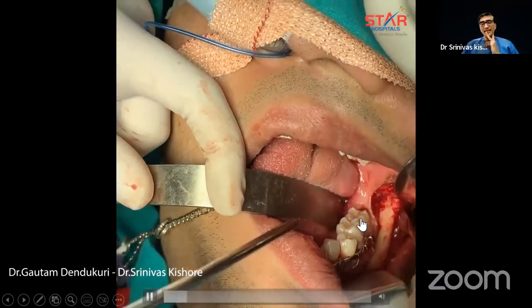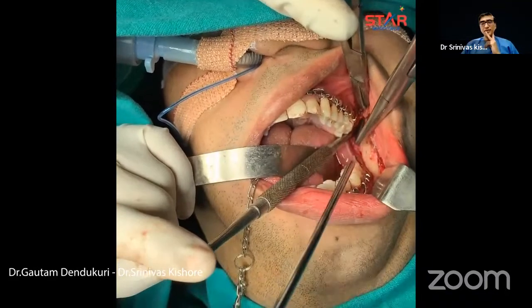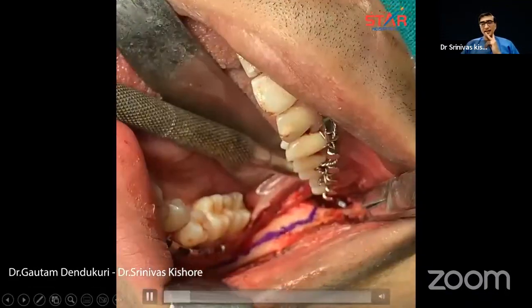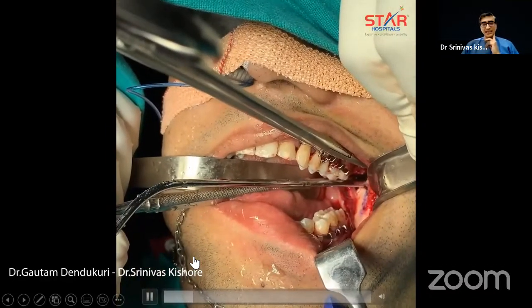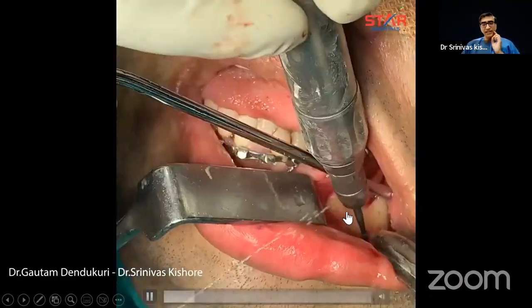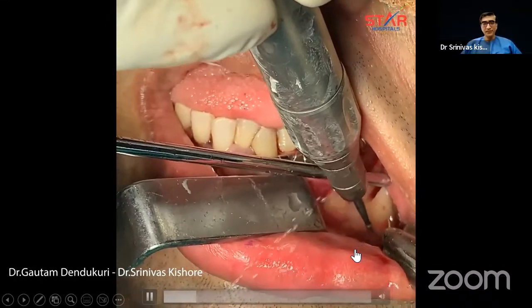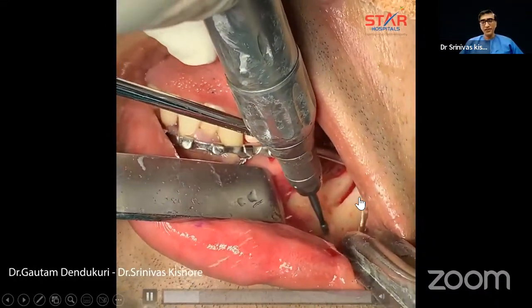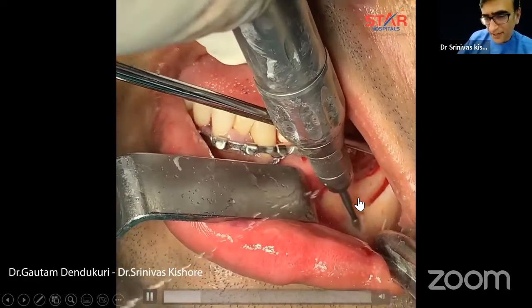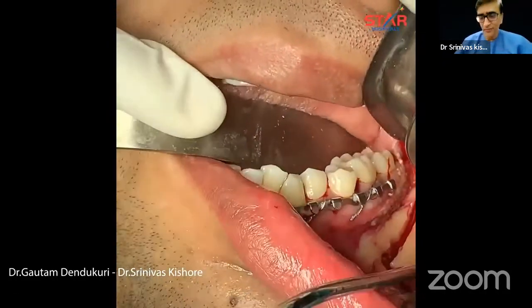And once you do that, you need to do, I hope you can make out, this is the marking for the sagittal split osteotomy. We're using a fissure burr and a regular Marathon drill. The inferior alveolar nerve is something that you need to be very careful with.